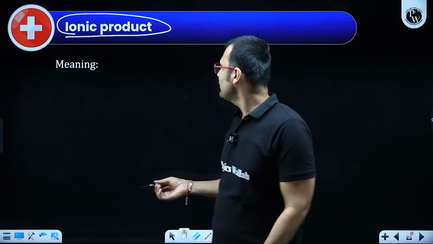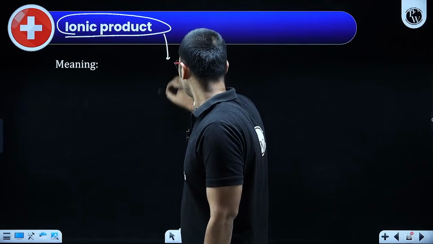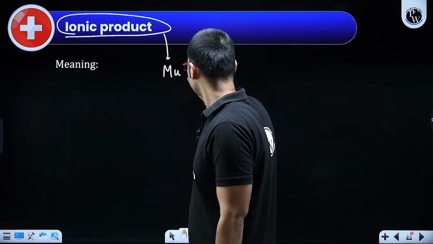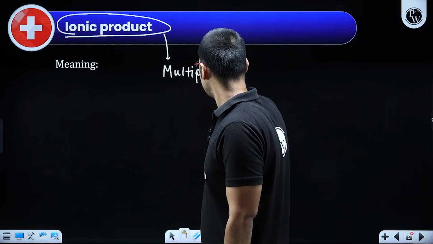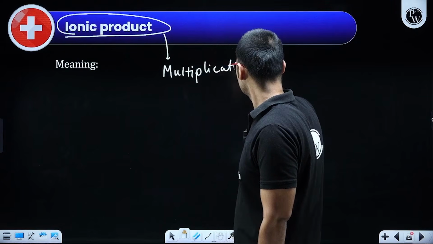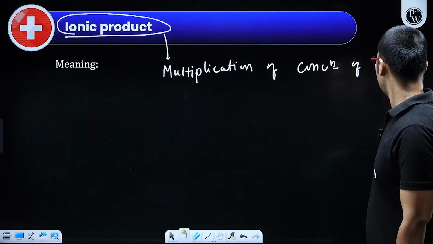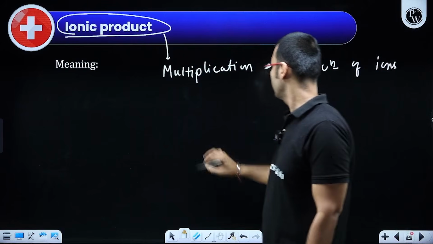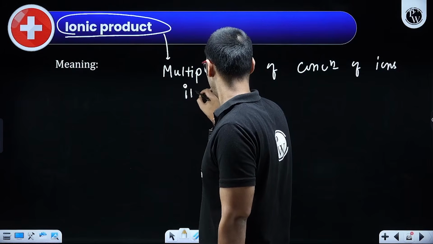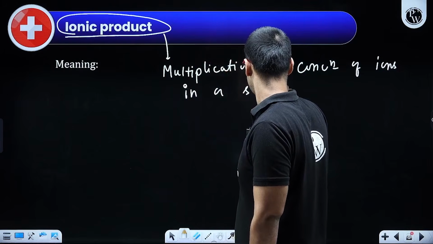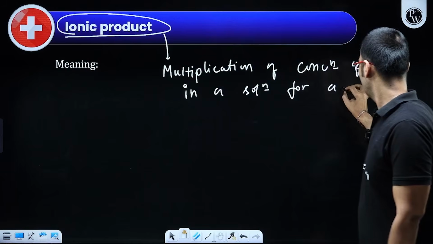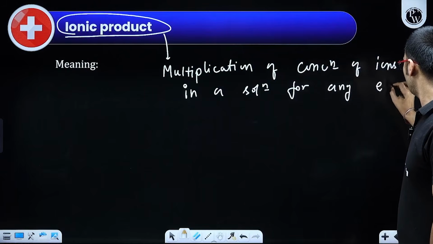So ionic product means what? Ionic product is a very simple thing, right? It is nothing but multiplication of concentration of ions in a solution for an electrolyte.